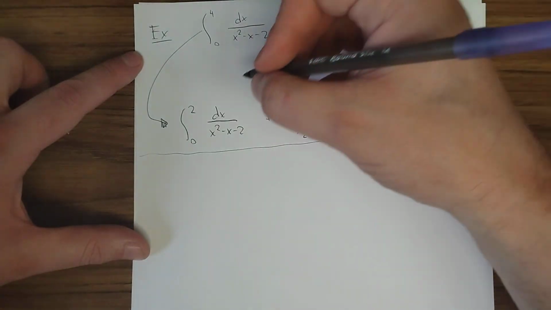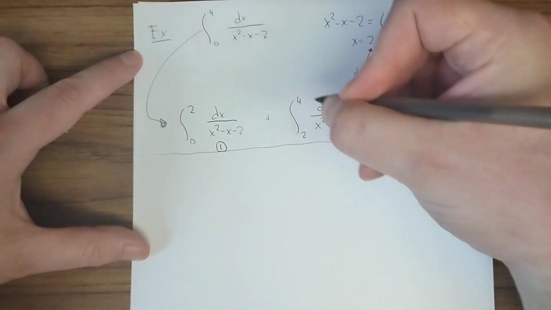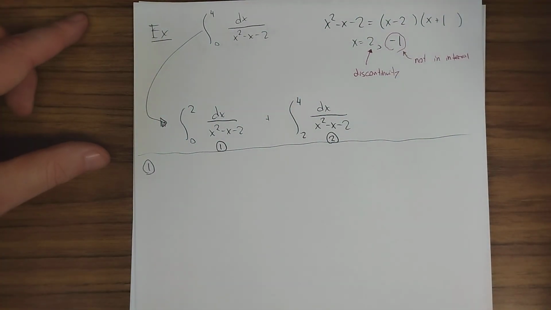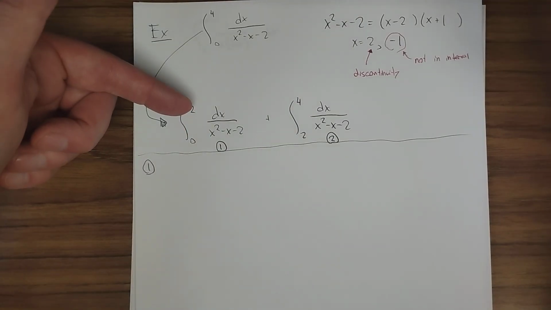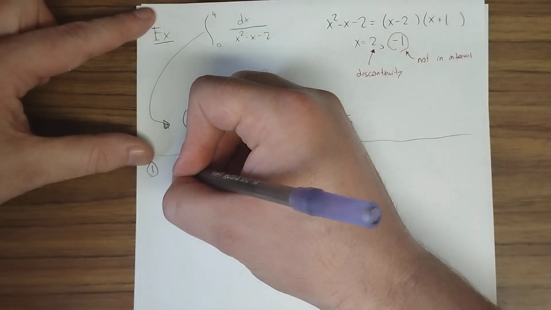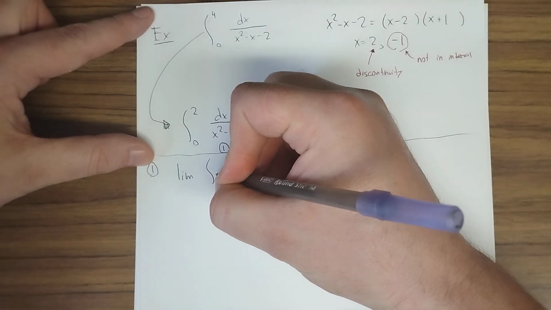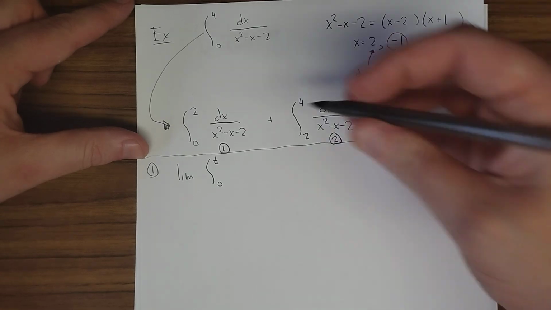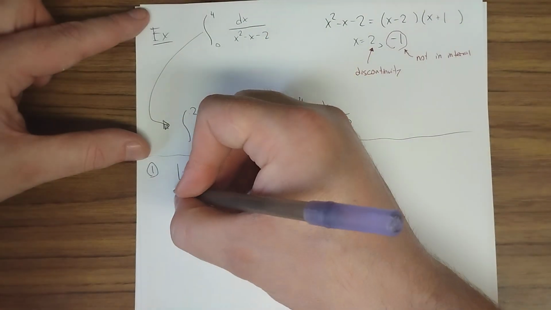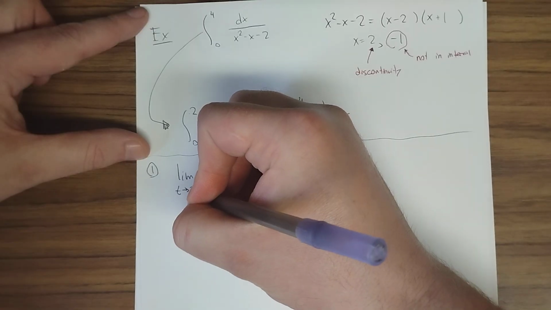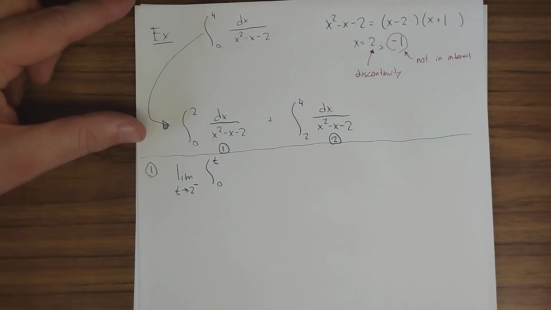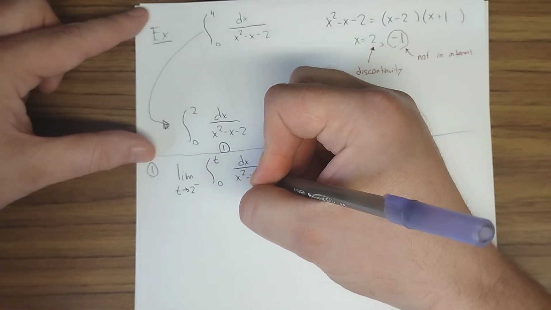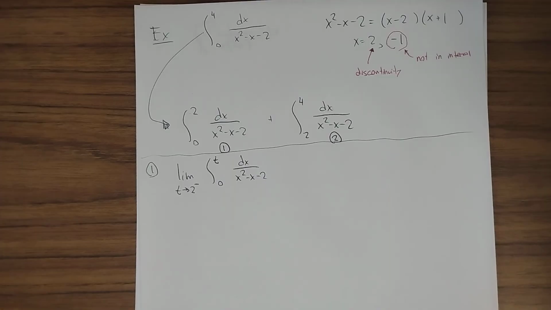Yeah, so I'll call this number 1 and I'll call this one number 2. So number 1, this one has a discontinuity at the upper end. So I'm going to call this the limit, where I'm putting a t instead of where the discontinuity is, and I would do the limit as t goes to the discontinuity, in this case from the left.